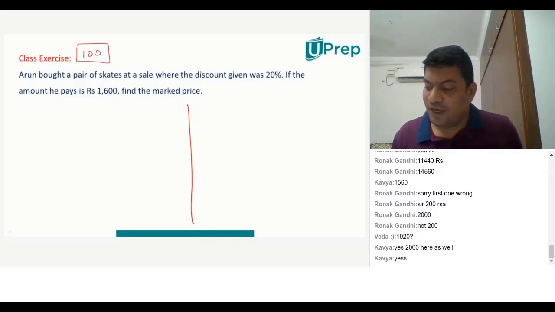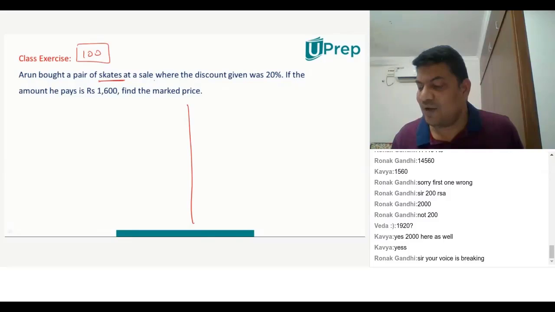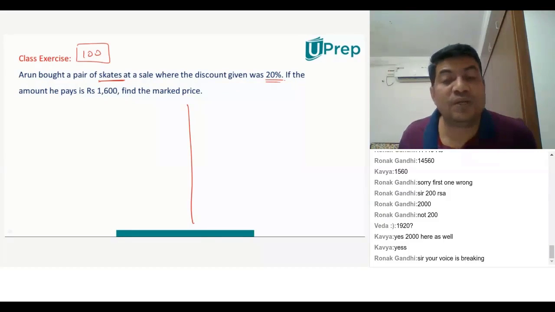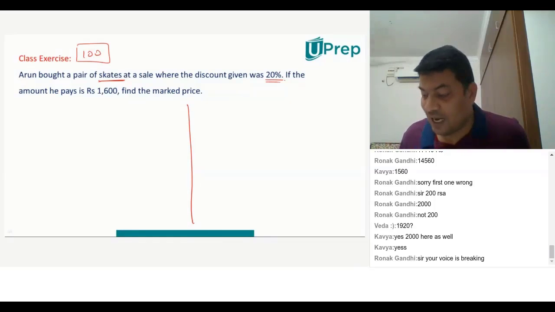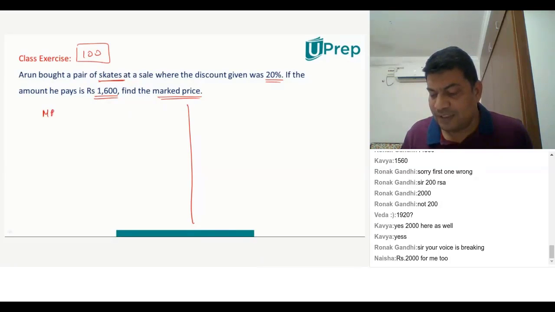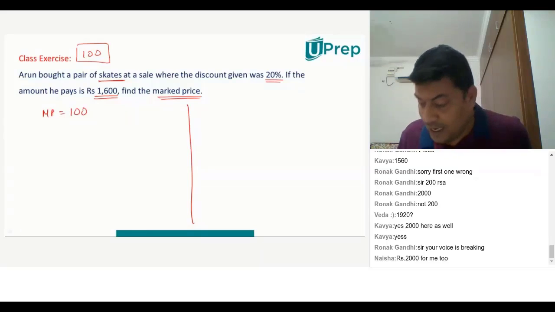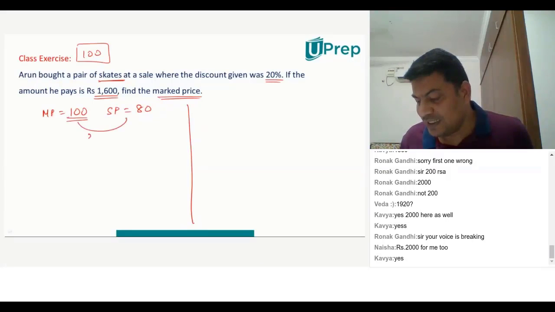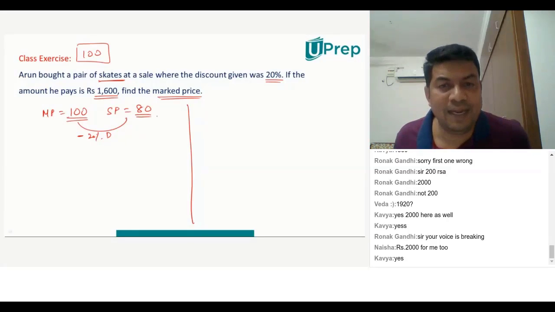Now, Arun bought a pair of skates at a sale where the discount given was 20%. If the amount he pays after discount is rupees 1,600, find the market price. So here, what we should assume is that the market price is 100 units, not 100 rupees, 100 units. So with a 20% discount, your selling price would have been 80, right?